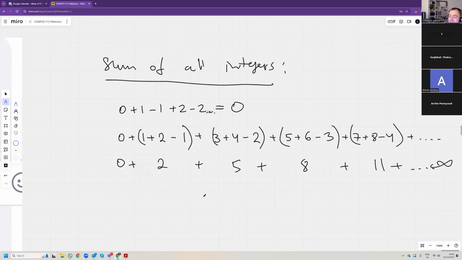Yeah, and it can be -1/12 as well. You can rearrange them. I don't remember exactly how you do this, but you can arrange them.